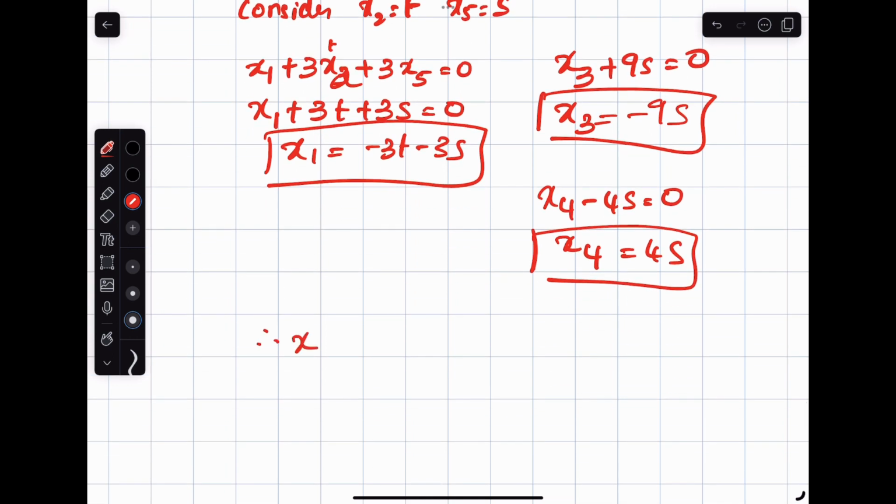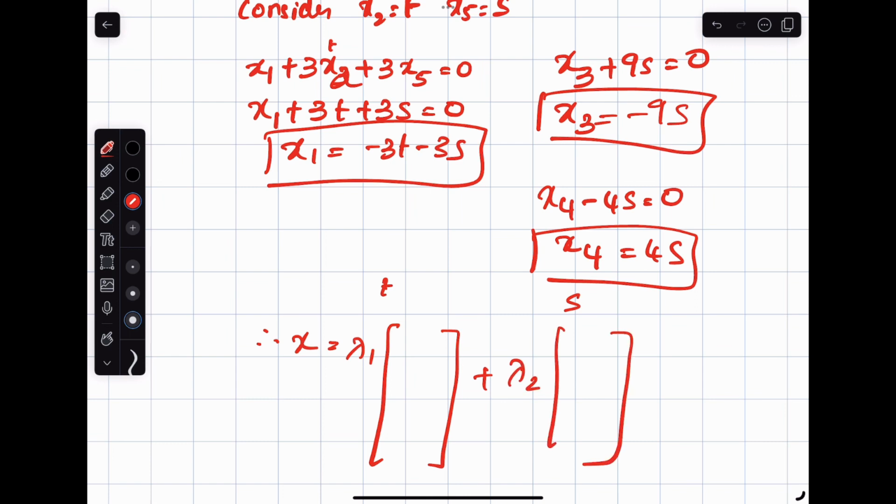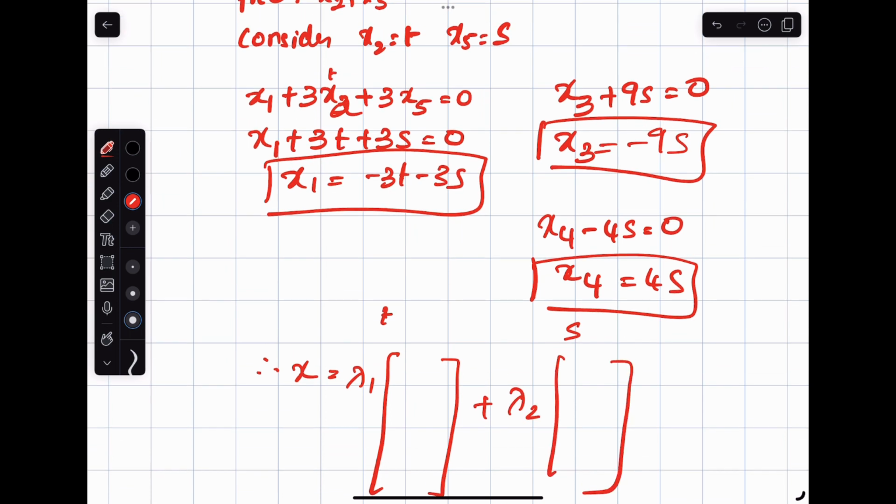Now we have to write x in matrix form for t and s. So let us write it with lambda 1 plus lambda 2: one matrix for lambda 1, that is t, and one more matrix for s.